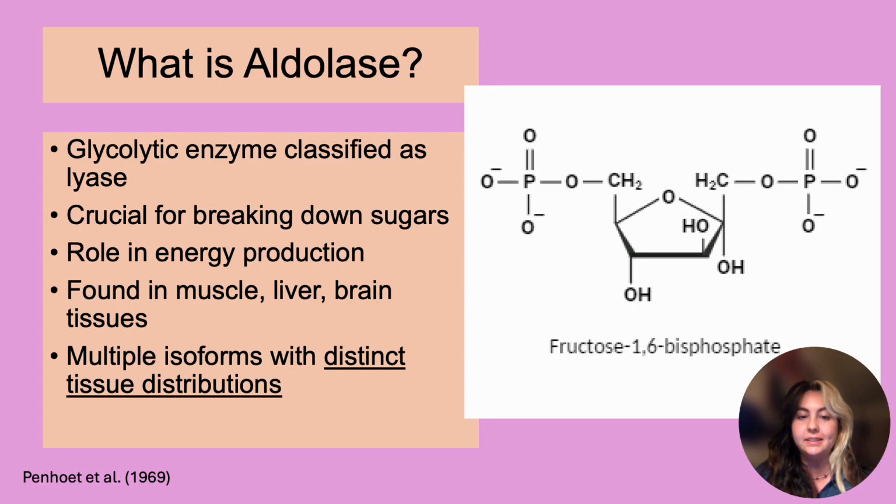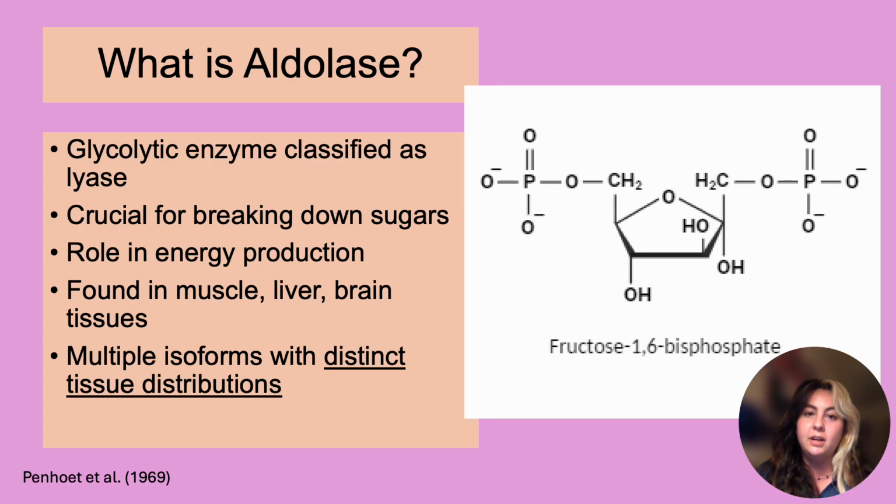An aldolase is a glycolytic enzyme that's classified as a lyase. It's capable of catalyzing reversible cleavage and formation of carbon-carbon bonds. And so it plays an essential role in efficient energy production and carbohydrate metabolism. And it does so by having a crucial role in breaking down sugars, which those products can then go into energy production. So it can be found throughout the body, but predominantly in the muscle, the liver, and brain tissues. And it's found virtually in all organisms.